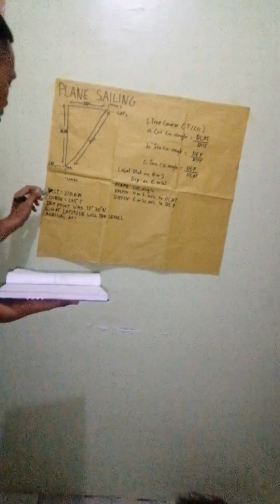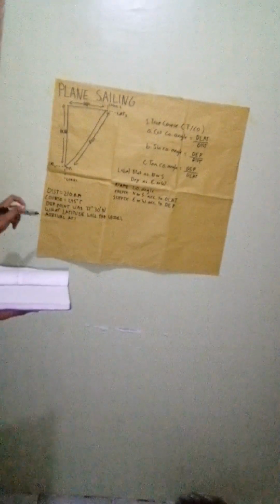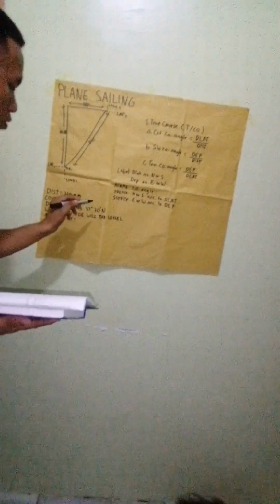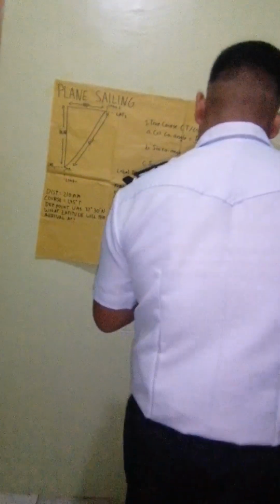Solve: the distance is 210 nautical miles, and the course is 295 degrees. This is the true course, and the departure point was 37 degrees and 30 minutes north. What latitude will the vessel arrive at? And then we will solve it.